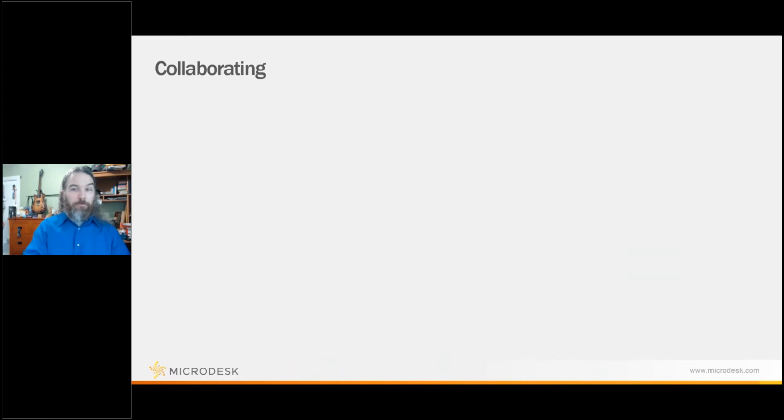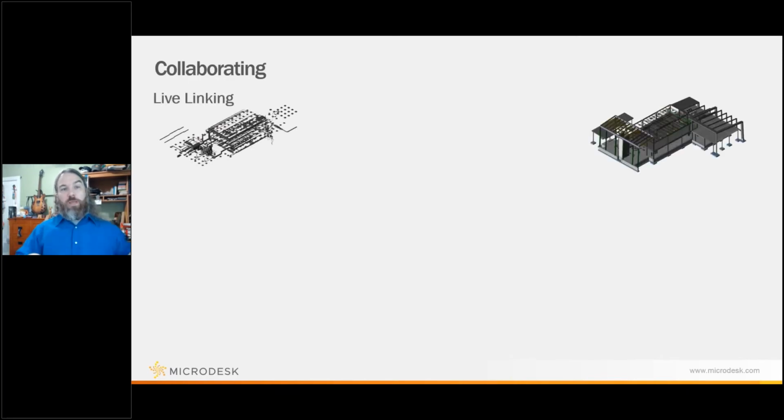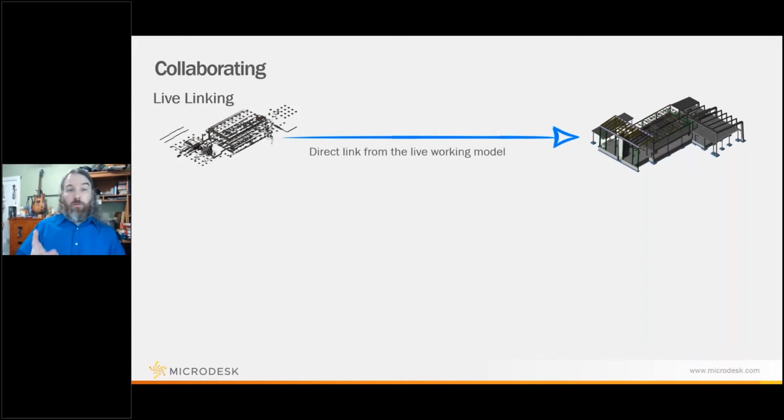Okay. Now, in terms of collaborating, and this part's going to be a little bit specific to Revit, there are a couple of different ways that we can work. And for anybody who's used collaboration for Revit, so C4R, the classic one, live linking is the one that everybody was familiar with, where you would have a direct link from the live working model.